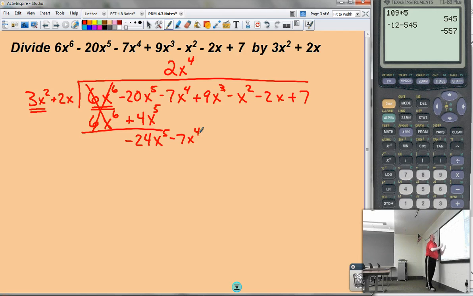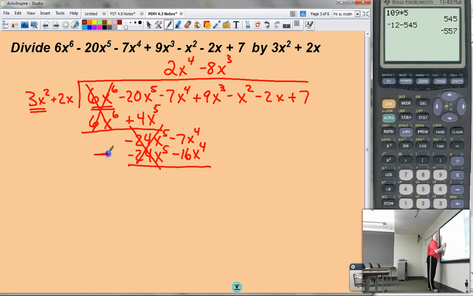3x squared, negative 24x to the 5th. 3 is going to need to multiply with a negative 8 to get negative 24, and x squared, to get to the x to the 5th, I'm going to need an x cubed. So it is negative 8x cubed. Now negative 8x cubed has to multiply with both. So I'm going to get negative 24x to the 5th, and then minus 16x to the 4th. Almost halfway there. So now when we subtract, negative 24x to the 5ths will cancel out.